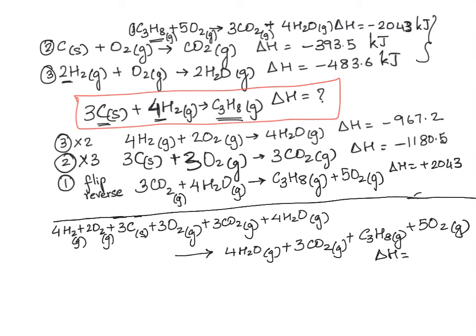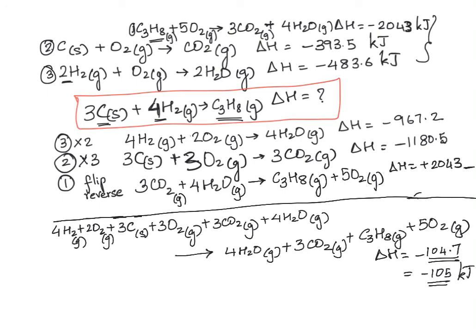Delta H will turn out to be 2043 minus 1180.5 minus 967.2, and that will be negative 104.7, which is equal to, because there are no digits after the decimal, negative 105 kilojoules. And what is our reaction that we're seeing here?